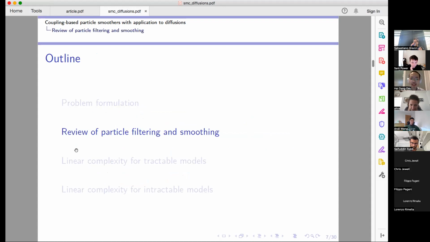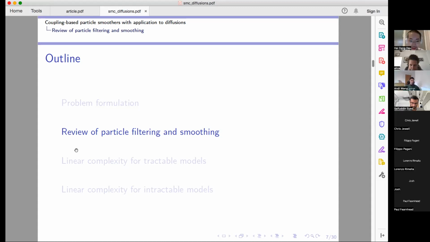So now I will go over some basic concepts on particle filtering and smoothing. Some of you are familiar with this, some may not, but I hope that this will give you some ideas of how it works and what the computational and theoretical problems underlying these concepts are.